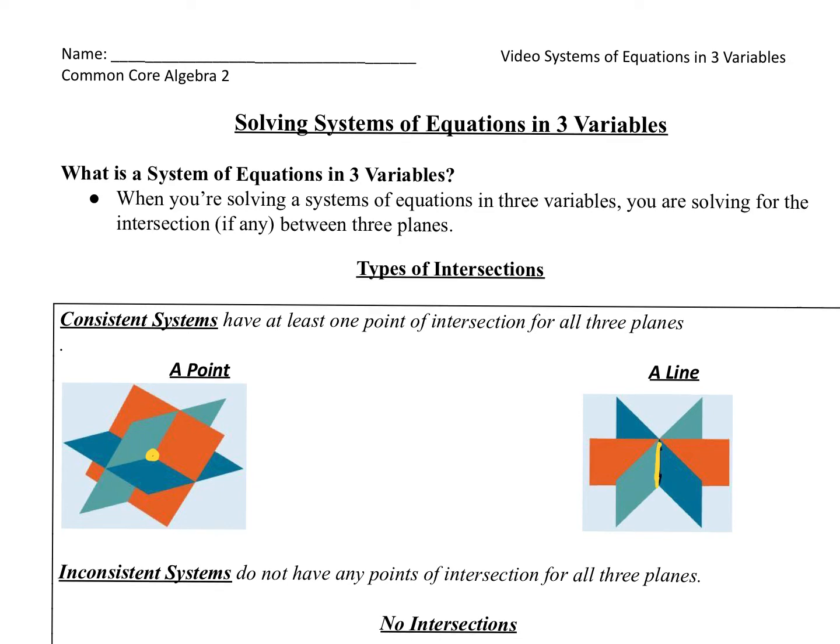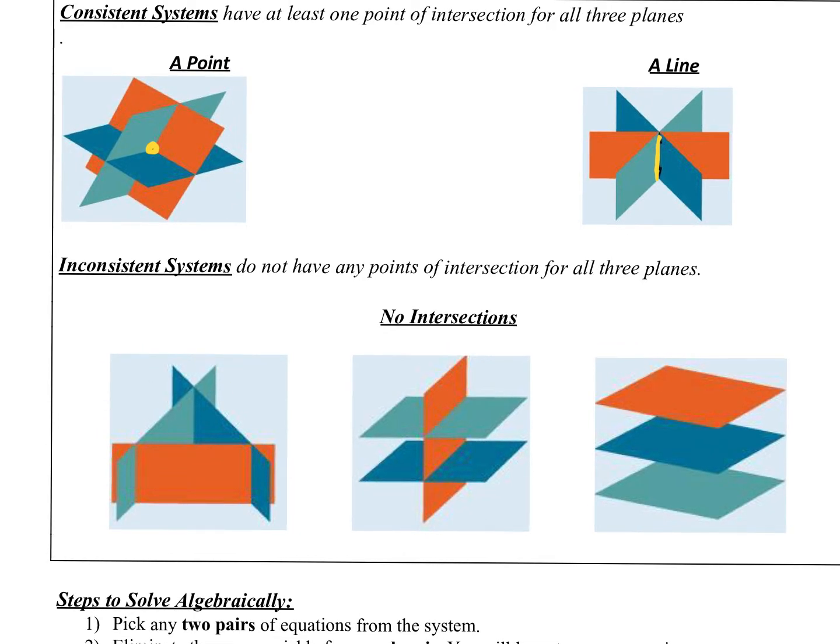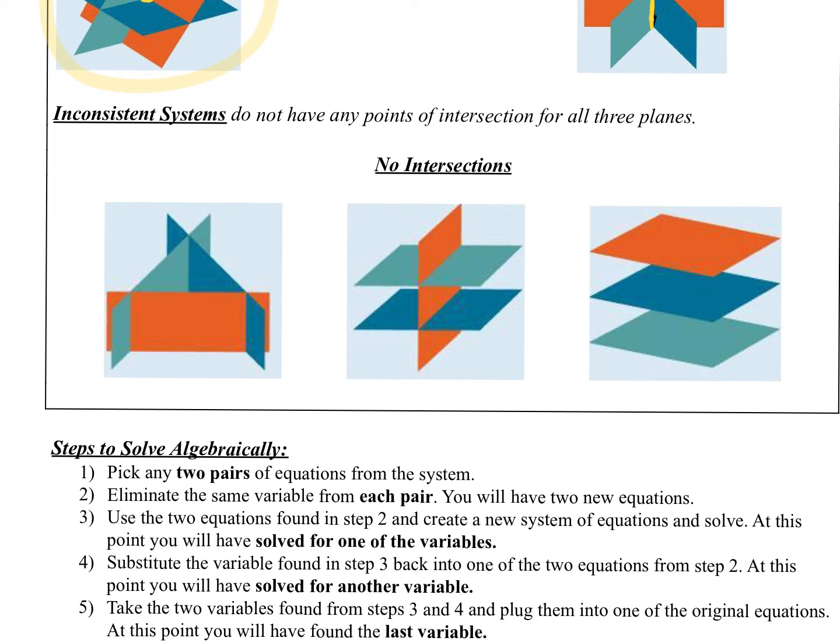Or we could have an inconsistent system where there's no intersection point at all. And here's three examples of where there's no intersection of all three planes. Here's the intersection of the orange and the green. Here's the intersection of the blue and the green. And here's the intersection of the orange and the blue, but there's not one point where all three of them are intersecting at once. So our main focus for today is going to be when there is a point of intersection. All right. So here are the steps to solve algebraically.